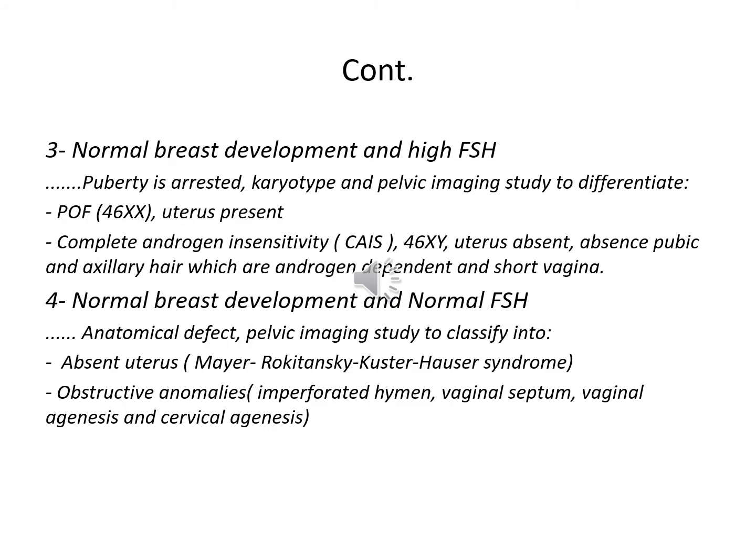The third scenario, normal breast development and high FSH. How will this work? It doesn't work unless the puberty arrested at a certain point. So we need to do karyotyping and pelvic imaging studies to differentiate between two conditions. Premature ovarian failure has a normal female karyotype 46XX, and the uterus is present. Or complete androgen insensitivity, a male karyotype 46XY, there is no uterus, absence of pubic and axillary hair, which are androgen dependent, and a short vagina.